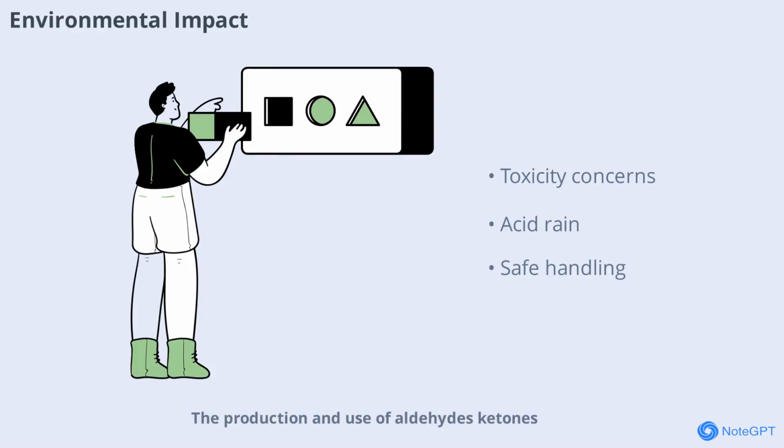Production and use of aldehydes, ketones, and carboxylic acids can have environmental consequences. Some aldehydes, like formaldehyde, are toxic and require careful handling. Carboxylic acids can contribute to acid rain if released into the atmosphere. Understanding the environmental impact of these compounds is essential for safe and sustainable chemical practices.